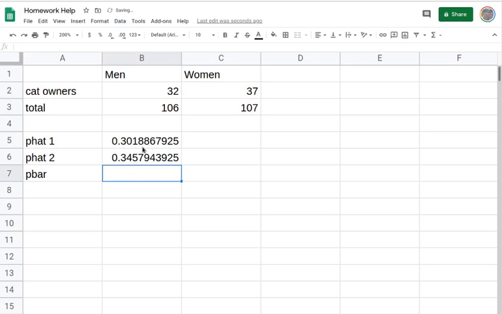So notice where I had to round before because I didn't want to write all these down, the spreadsheet's going to keep track of all these decimals, so rounding will be even less of an issue now. All right, now for the p bar, I want to add these two, that is the number of cat owners total together, divided by the total number of people together.